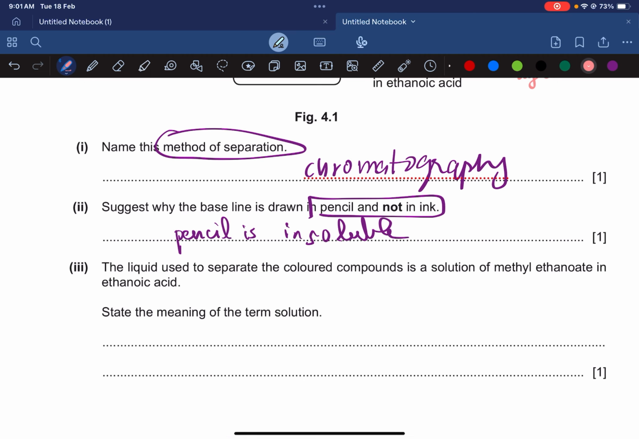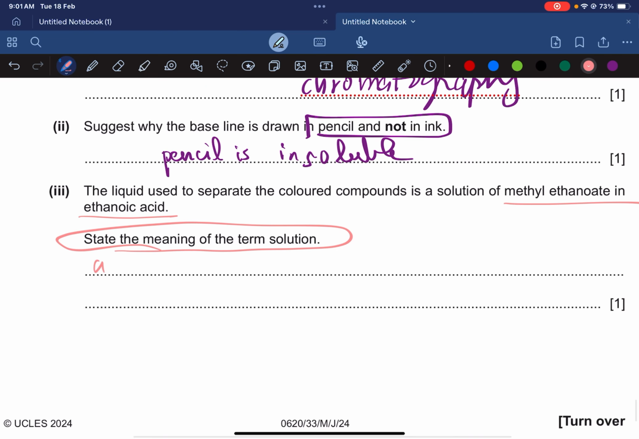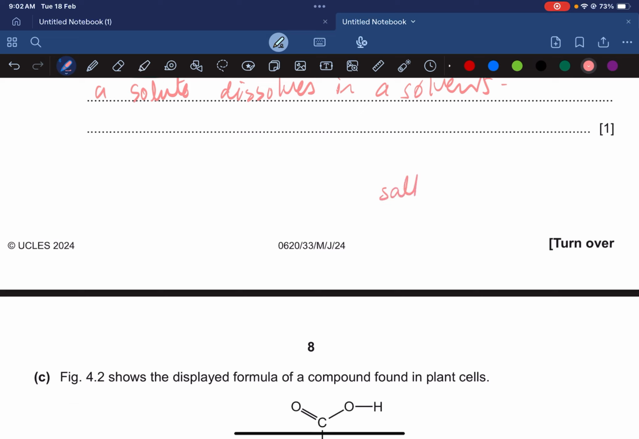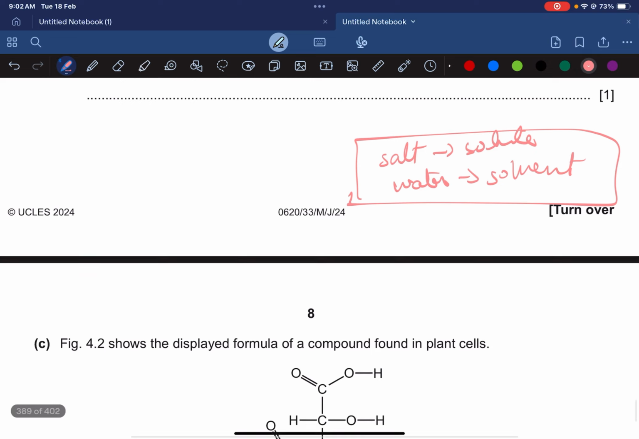The liquid used to separate the colored components is a solution of methyl methanoate in ethanoic acid. State the meaning of the term solution. A solution is basically when a solute dissolves in a solvent, and that forms a solution. For example, if you're making a salt solution, your salt is going to be the solute and your water is going to be the solvent. Water is going to dissolve salt, and you make a solution of salt.